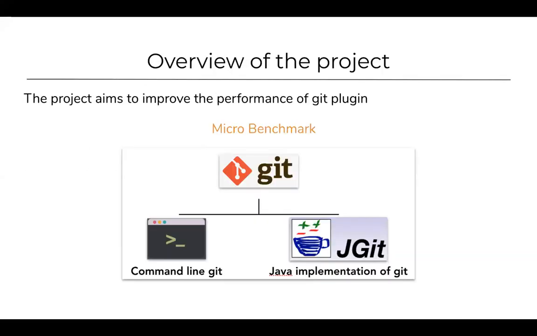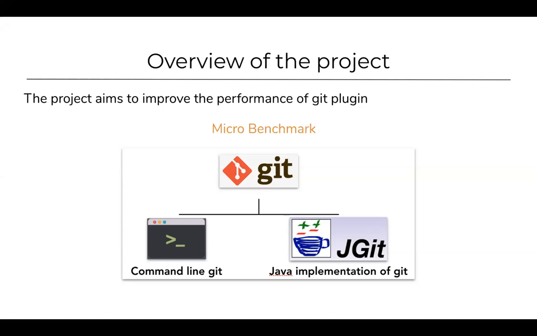Now, the project. The aim of the project is simple: to improve the performance of the Git plugin. Before we move on to how we are going to do that, we first need to know that the Git plugin essentially provides the Git functionalities to Jenkins. It does that by providing two implementations internally. The first one is command line Git, and the second is a pure Java implementation called JGit. By default, CLI Git is included in the plugin, but if a user wishes to, they can use JGit as an implementation as well. In our infrastructure, in ci.jenkins.io, we use JGit as the default implementation.